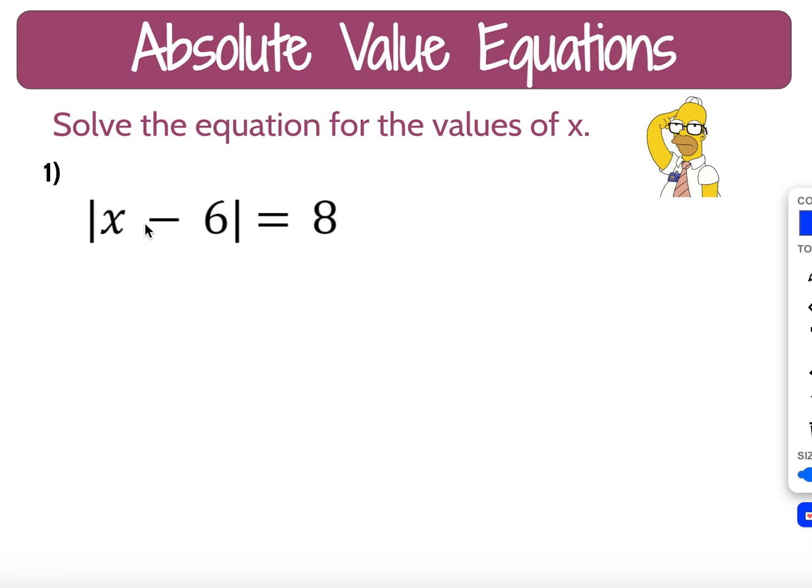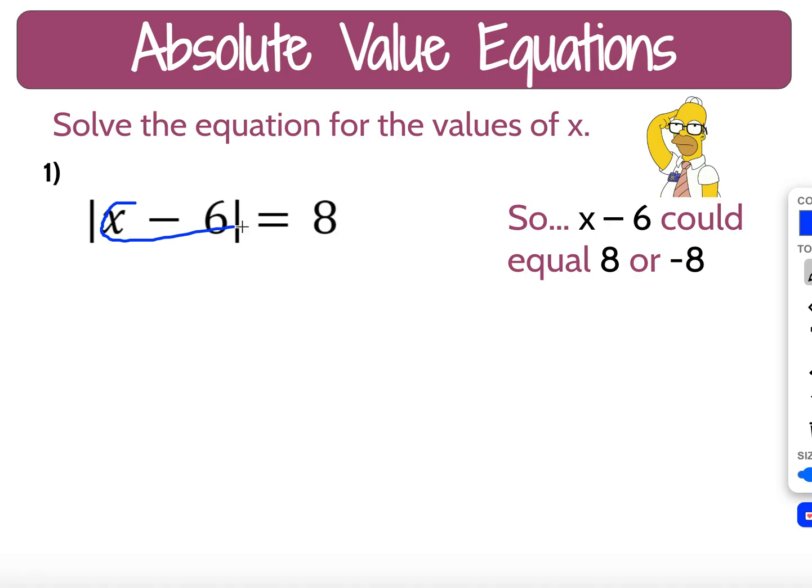But there's always a way that we can solve this algebraically. This is saying the quantity x minus 6 has a distance equal to 8 units away from 0. So I want you to think about this quantity right here. This x minus 6. That quantity x minus 6, I'm going to try that again.